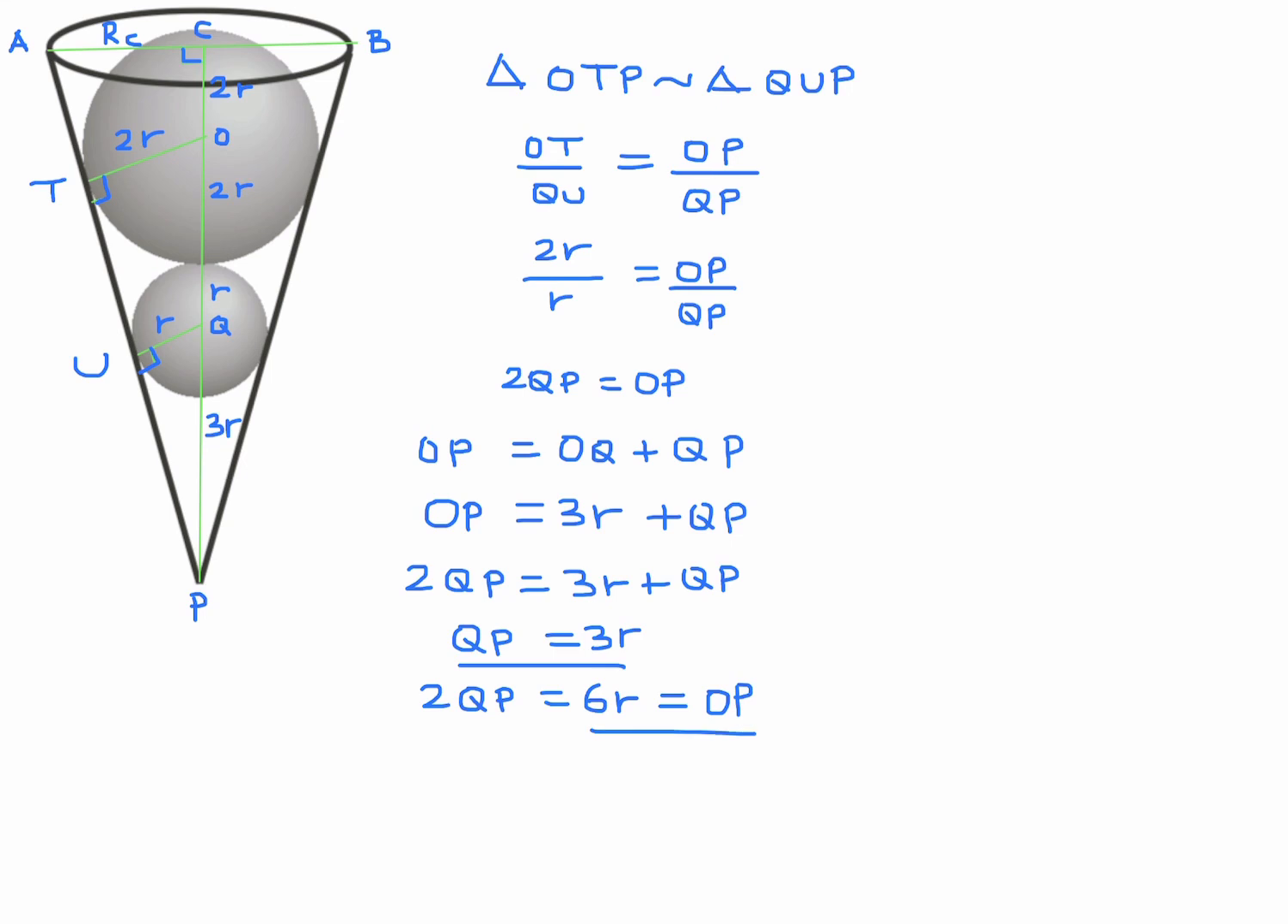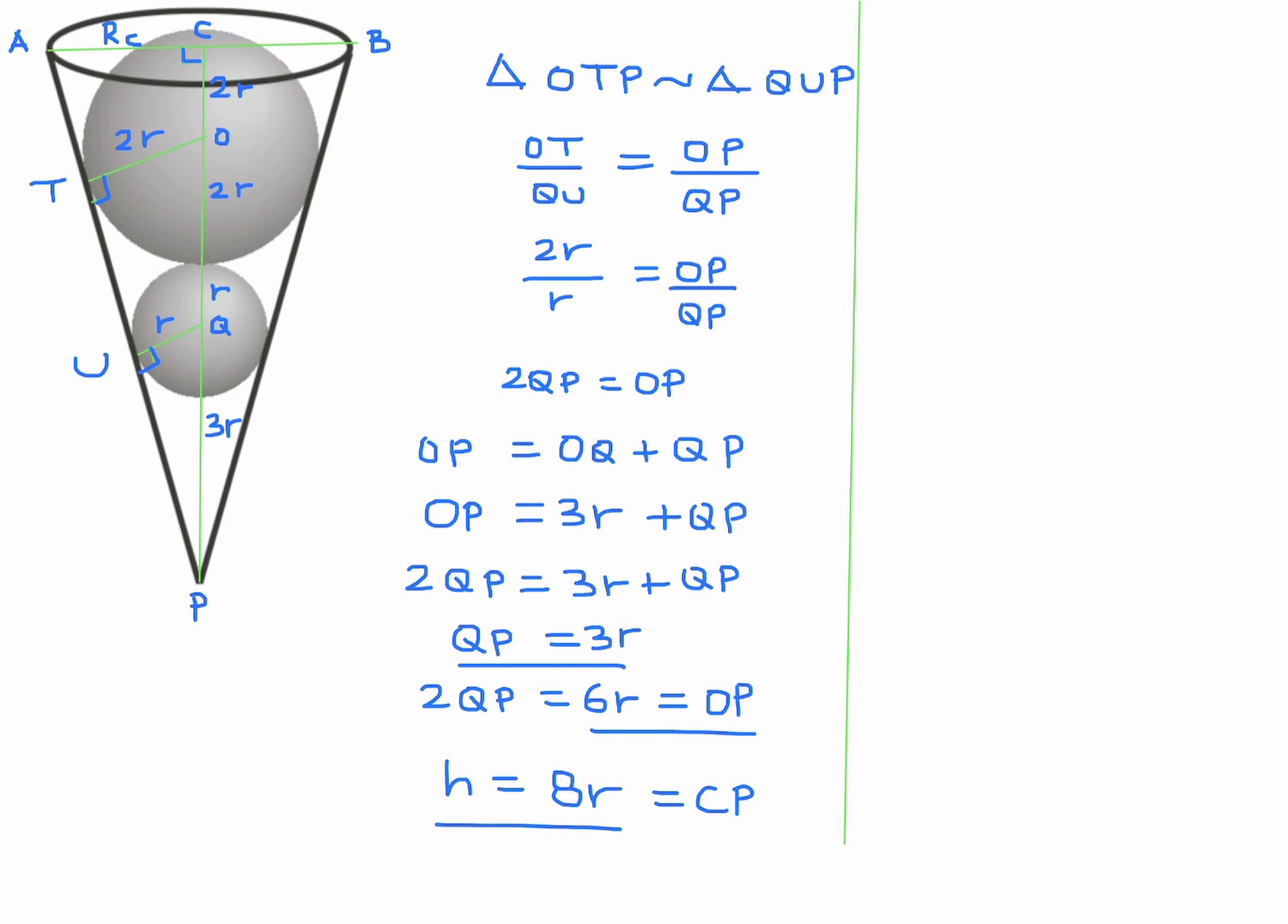Those are two very important findings. Now what's H, the height of the cone? The height of the cone is all the way from C down to P. Let's count now. 2r, 2r, that's 4, 5, plus 3, 8. So the height is 8r. Those are very important findings, and now we can proceed with the second part of the question.